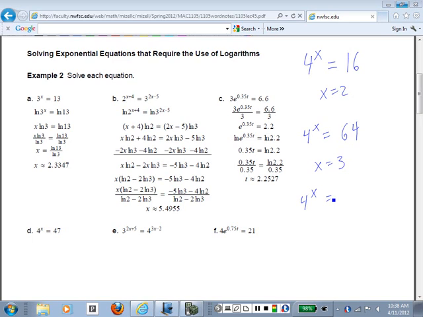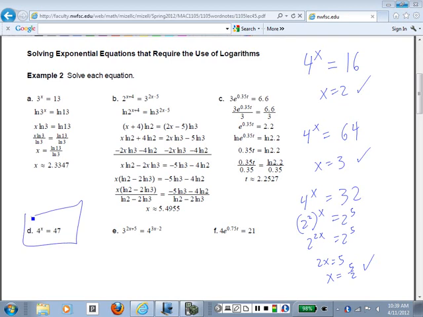4 to the x power equals 32. It will be a fraction, definitely. What fraction? 2 squared to the x equals 2 to the 5th. 2 to the 2x equals 2 to the 5th. 2x equals 5. So what's x? 5 halves. Okay, so easy, almost as easy, not quite as easy.